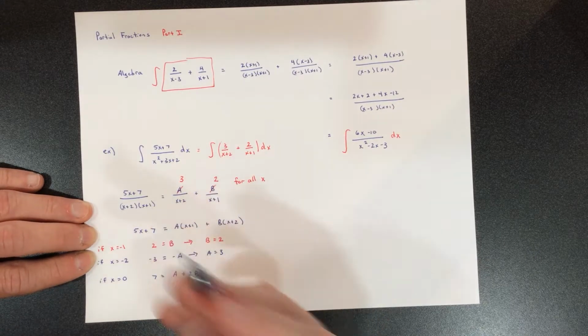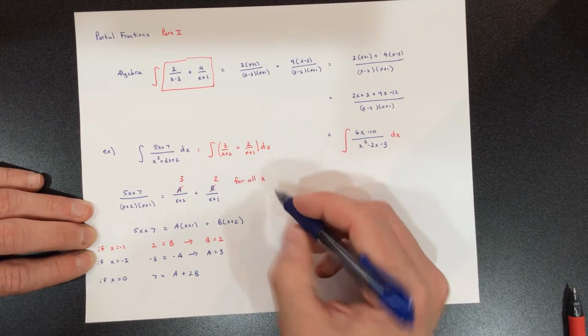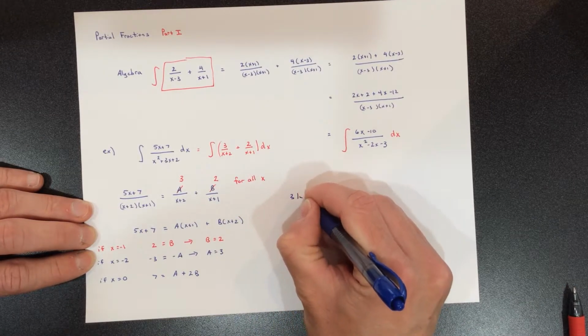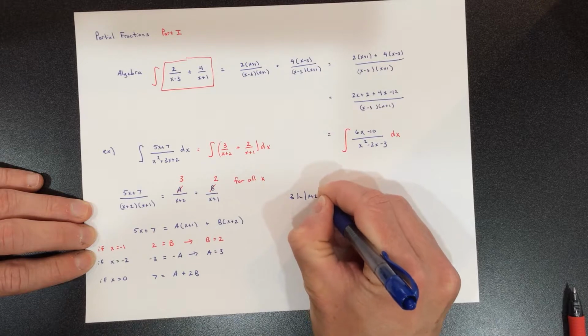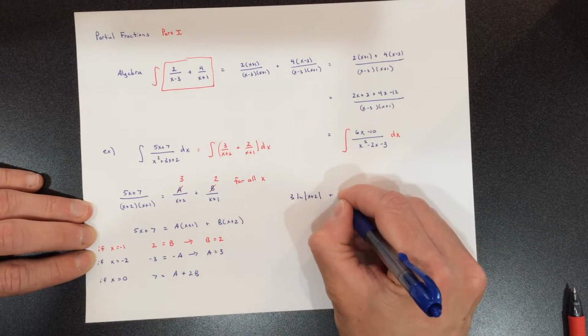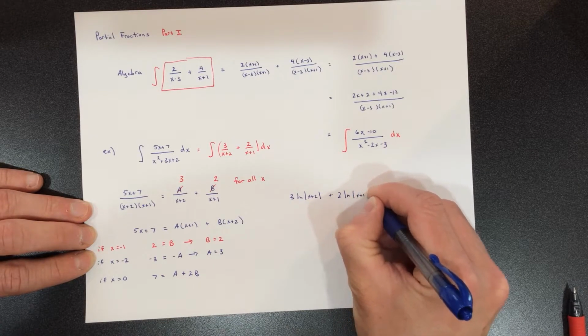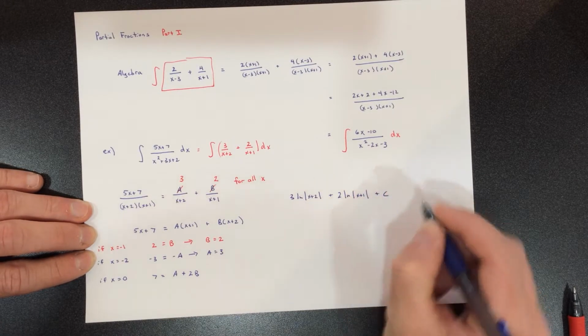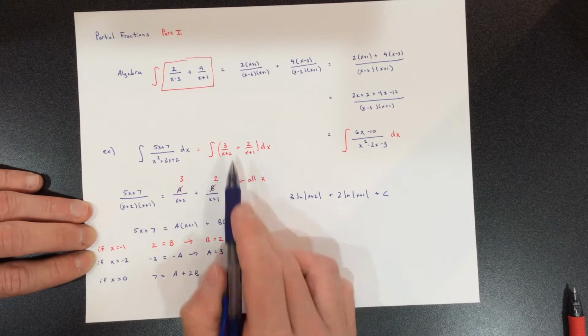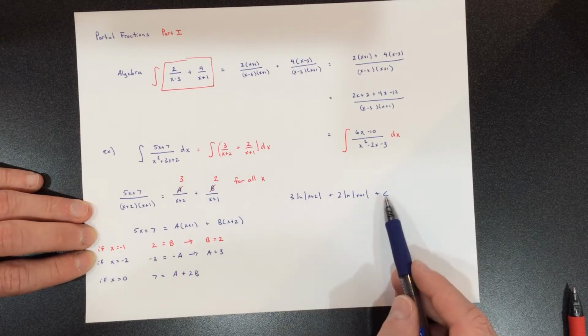And that integral is really easy. The integral of 3 over x plus 2 is just 3 natural log of x plus 2. Right? That's just a nice du over u. Plus 2 over natural log of x plus 1 plus c. Again, both of these are just easy logarithm integrals, 3 natural log, 2 natural log, and boom.